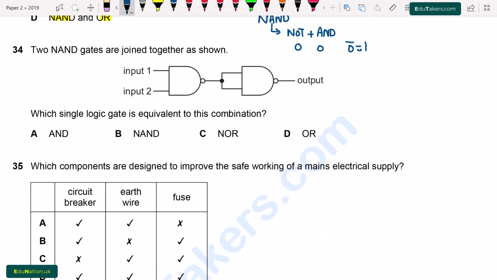Question number 34. Two NAND gates are joined together as shown. There are two NAND gates. Two inputs, input 1 and input 2 are shown, and there is a single output. Which single logic gate is equivalent to this combination? We can check the different combinations of the input and see which one of the following logic gates has the same truth table. First of all, here I consider the input 0 and 0.